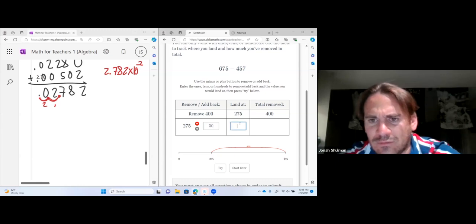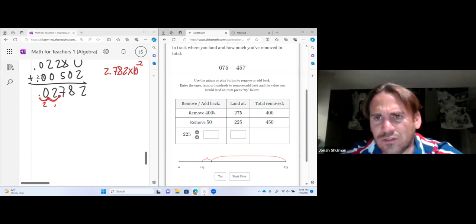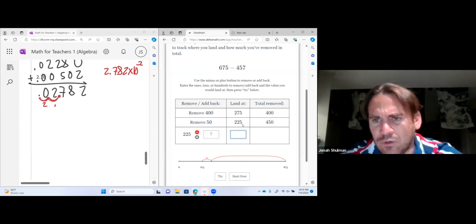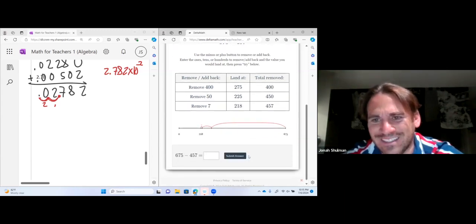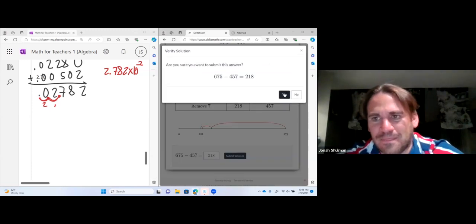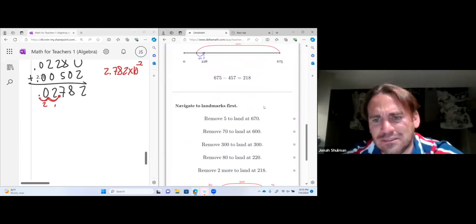And 275 minus 50 is 225. All right, so I already got rid of the 400 and the 50. Now I just have to get rid of 7 more. And what is 225 minus 7? Well, I believe that is 218. Okay, let's see if that's right. 218. Nice, we did it.